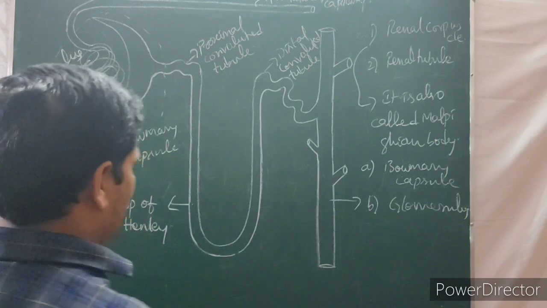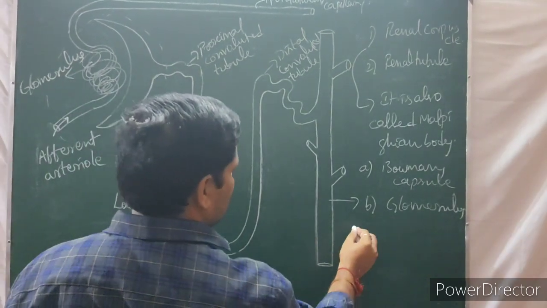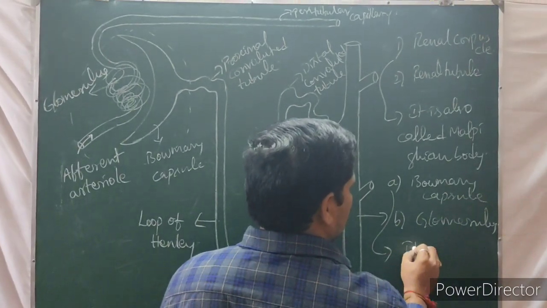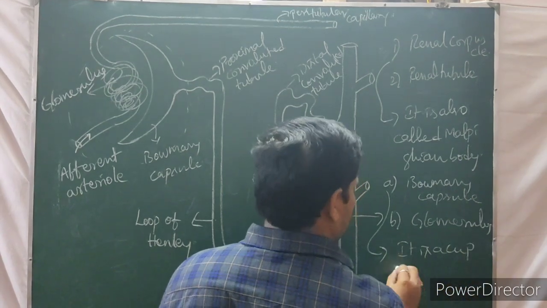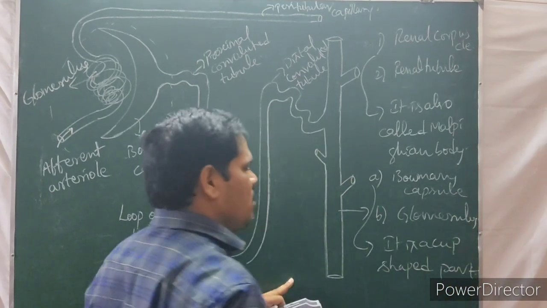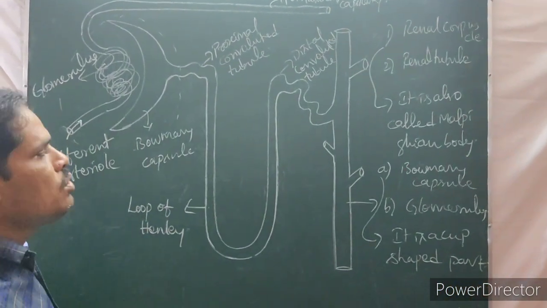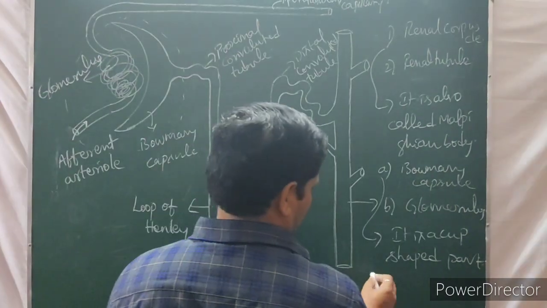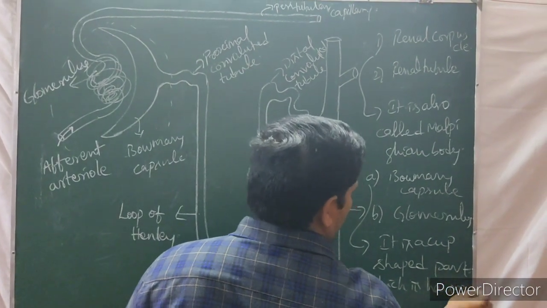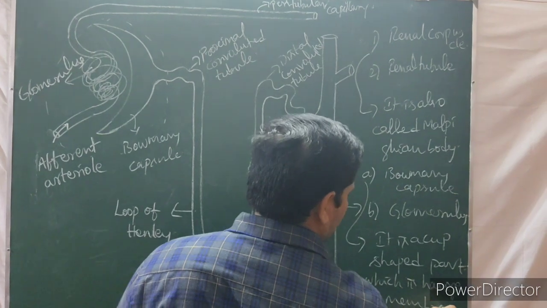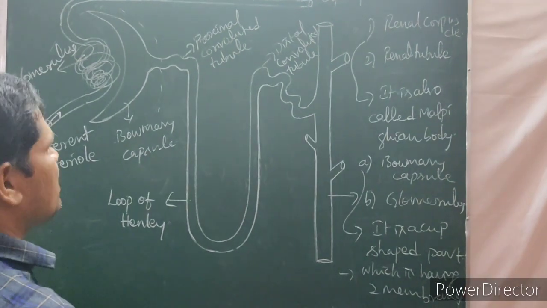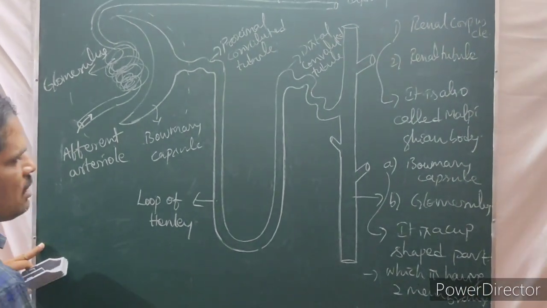What is Bowman's capsule? Bowman's capsule is a cup-shaped part which is having two membranes. So what are the two membranes? Outer and inner membrane.